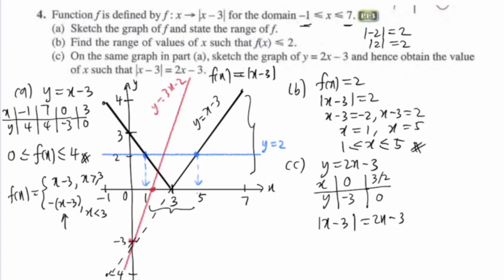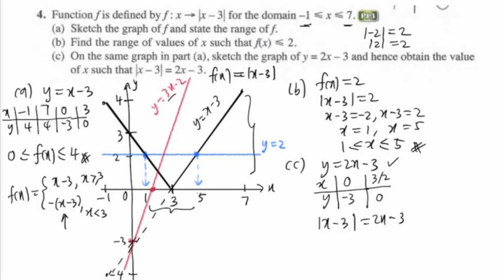So the important thing is that we need to identify whether the straight line y equals 2x minus 3 intersects the left-hand side, the right-hand side, or both. It actually depends on the gradient of the straight line. If the straight line has a smaller gradient than x minus 3, it is bound to have two intersections. For example, it will probably intersect here when it has a smaller gradient. In this case, the gradient is higher, so it will cut at only one point, not two. You can see it cuts on the left-hand side, not the right-hand side.